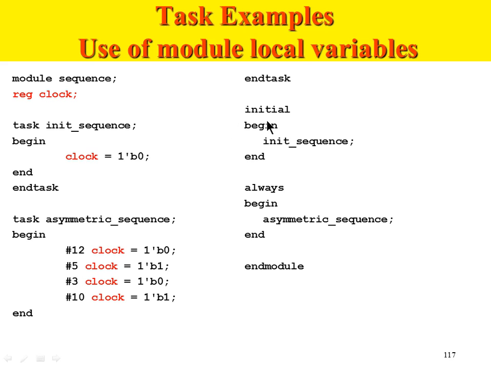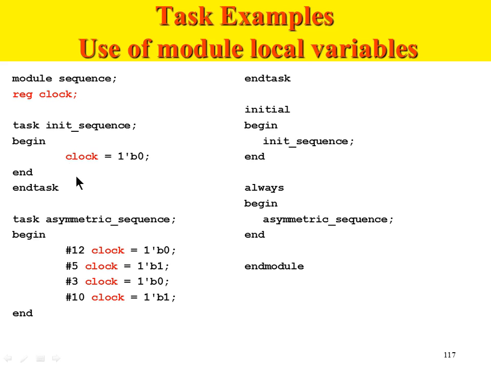In the initial block, I call the init_sequence task, which will initialize the clock to 0. In the always block, I will call the asymmetric_sequence task. Now, if you notice, the init_sequence and asymmetric_sequence tasks are called with 0 arguments because there are no inputs and no outputs in both cases. So we are just calling the task name with no arguments. In the always block, we call asymmetric_sequence. It will generate a clock signal with these asymmetric delays involved. And always block, end module.